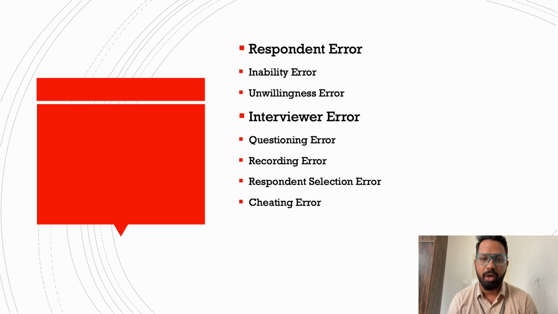Then we do have respondent error also. So respondent error is an error that is made by the respondent. Sometimes the respondents are illiterate, or they have an inability to understand the question itself. So inability errors are the errors that are made by the respondent. If in your questionnaire you are using technical jargon, and it is very difficult for them to understand, and they took it in a different way and answered in a different way, that may lead to respondent error. Then unwillingness error.